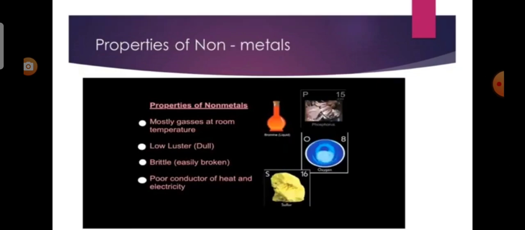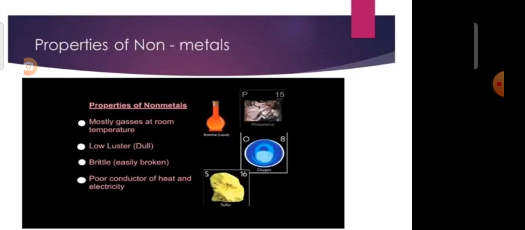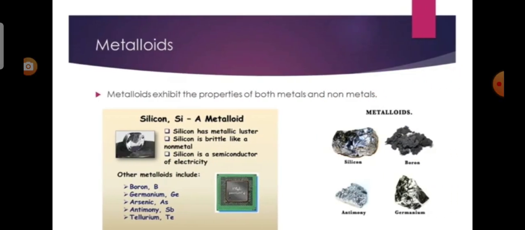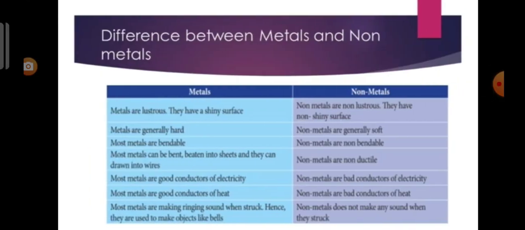Non-metals are poor conductors of heat and electricity. Graphite is a good conductor of electricity. Now we see about the metalloids. Metalloids exhibit the properties of both metals and non-metals. Silicon, arsenic, antimony, boron are examples of metalloids.